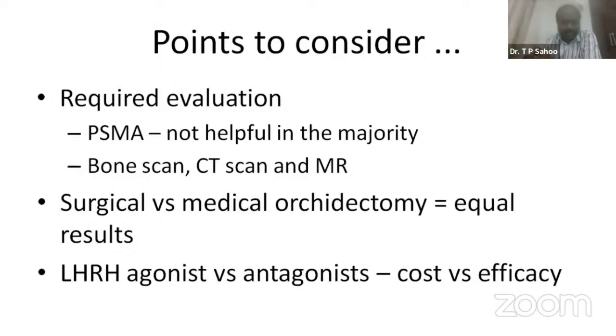Taha, in terms of agonist versus antagonist, let Taha take it. Sure, sir. I agree with Dr. Akash. Same thing, sir. If any doubt on agonist versus antagonist, where do you feel you need an antagonist? Sir, only where I am suspecting a cord compression, where I cannot afford to have a flare. Okay, a condition like cord compression. Otherwise, you would be comfortable with the LHRH agonist. Agonist, yes, sir. Perfect. So, Praveen, any different thoughts on antagonist versus agonist?